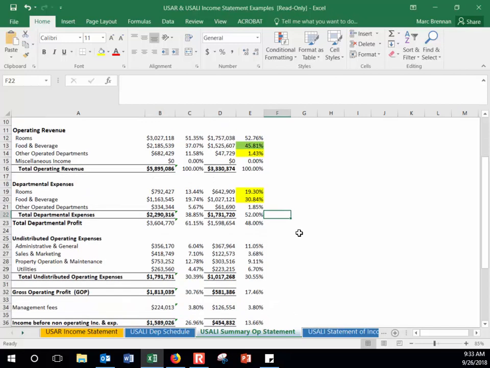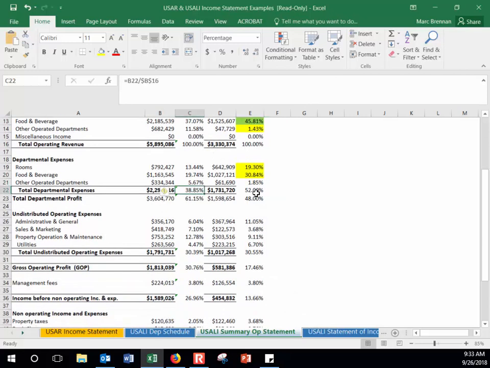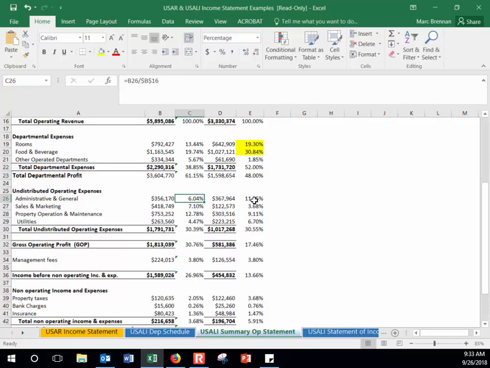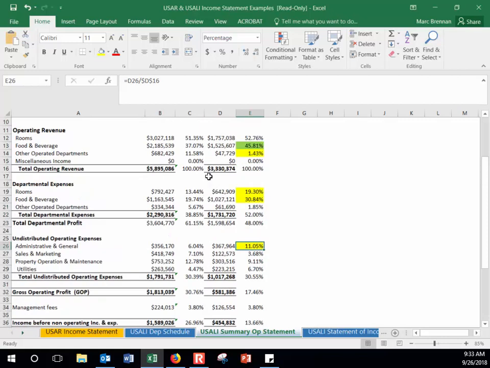Total departmental profit, if we take a look, my departmental expenses went up considerably as a percentage of total revenue, so naturally my profit went down. Administrative in general, again, we're going to see a lot of these numbers going up and down. So here, 11% compared to 6%. Oof, our administration, we didn't really adjust. If you take a look, we actually spent more even though we had less.